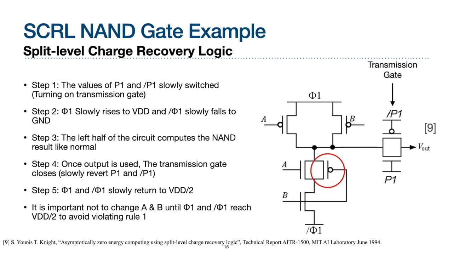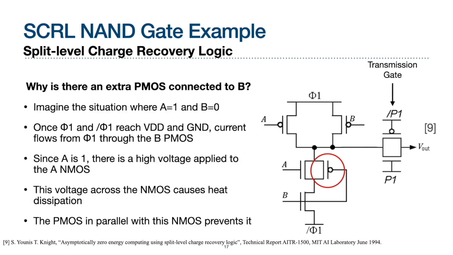One thing that's important to note is that you cannot change A and B until Phi1 and /Phi1 reach VDD over 2, to avoid violating Rule 1 of adiabatic logic. Now if you've looked closely at this diagram on the right, you'll see that there's an extra PMOS gate connected to B down in the bottom half. We have it circled in red here. This we can explain by going through a scenario.